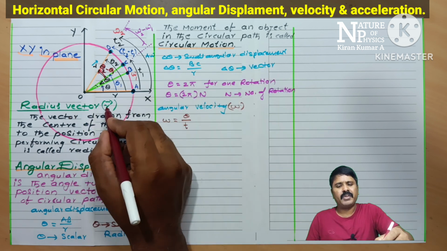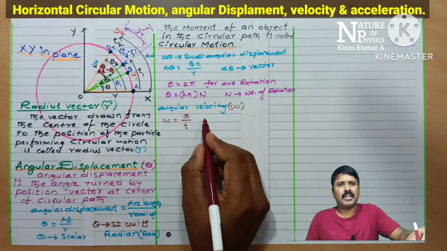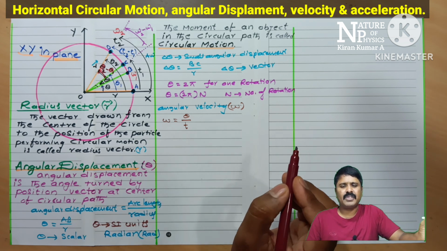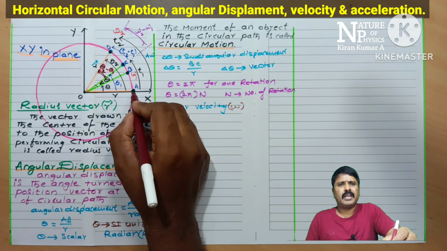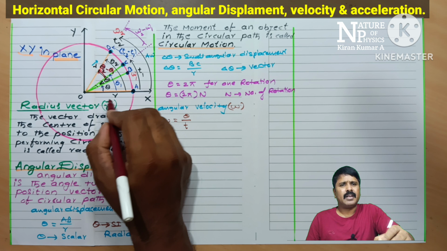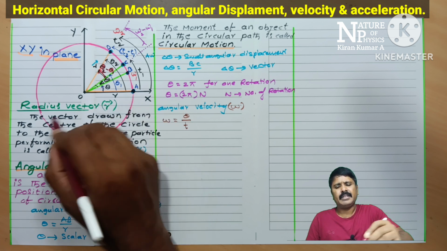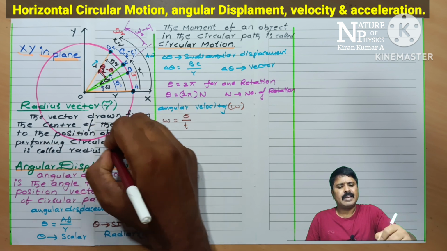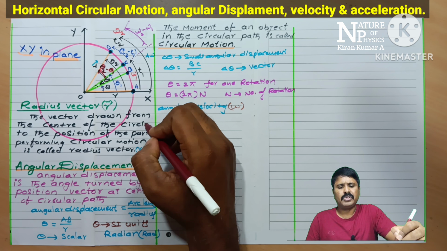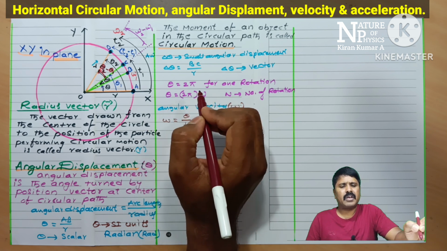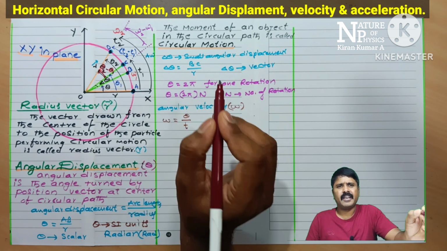In this, first we are going to discuss radius vector, second angular displacement, next angular velocity, after that angular acceleration, student. The line joining the center to the position of the particle represents the radius vector. The vector drawn from the center of the circle to the position of the particle performing circular motion is also called a radius vector, student. Okay, r bar is the radius vector, clearly represented in the diagram also.